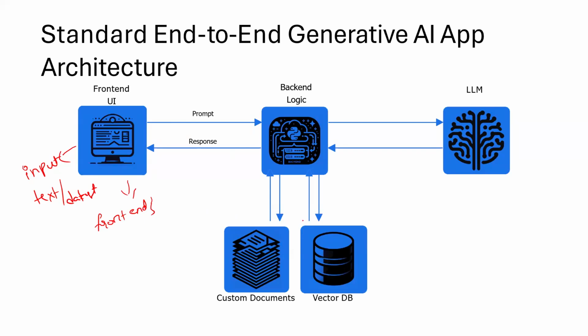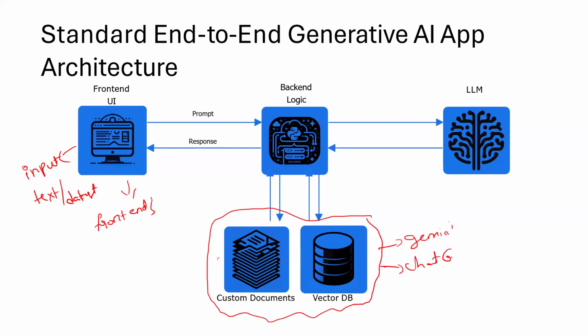Here there are two things: the custom part is optional. If the information is not available in the LLM, it may go to the custom documents, vector databases, or any optional file. This may be a somewhat costly affair, like things such as Gemini or ChatGPT. These companies are using them, but individuals like us cannot use these things.